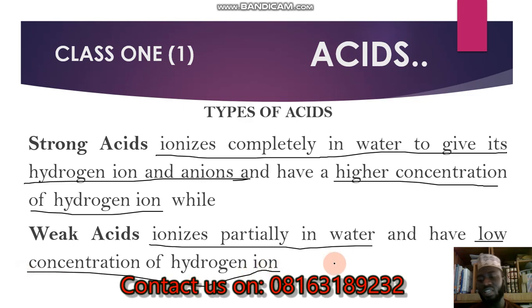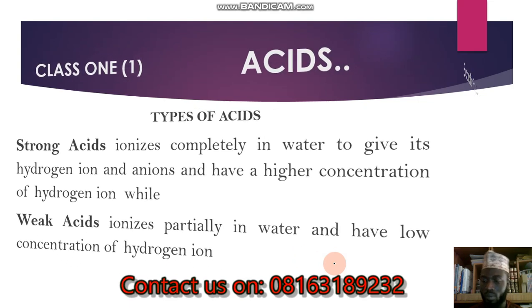These are basically the two types. I say again, do not mix it up. Classes and types: the classes are the organic and the inorganic, and the types are the strong and the weak. Moving further.